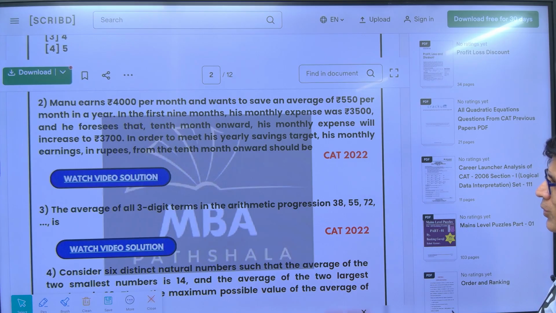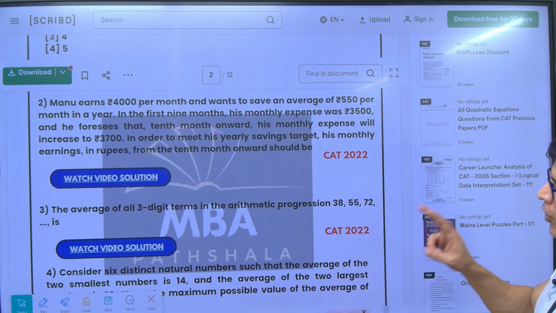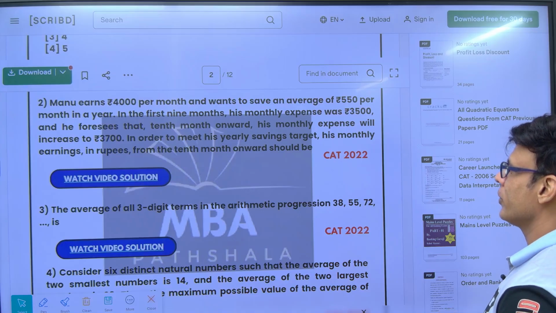Good. In the first 9 months, his monthly expense was 3,500. बोला मैंने एक्सपेंस बढ़ गया, तो 500 ही बचा पा रहा बेचारा। And he foresees that 10th month onward his monthly expense will increase to 3,700. He realized कि next month से एक्सपेंस और बढ़ेगा, 200 रुपये हर महीने कैडबरी पे खर्चा करना पड़ेगा बेचारे को, रिलेशनशिप में आ गया है। So in order to meet his yearly saving target, his monthly earning in rupees from 10th month onward should be.